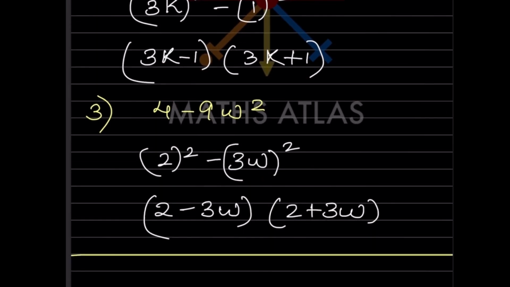Now again this is a perfect square, this also is a perfect square. So you take 2 square minus this, which is 3w and the whole bracket square. So this is again a square minus b square. So it will be a minus b and a plus b. Hope this is clear.